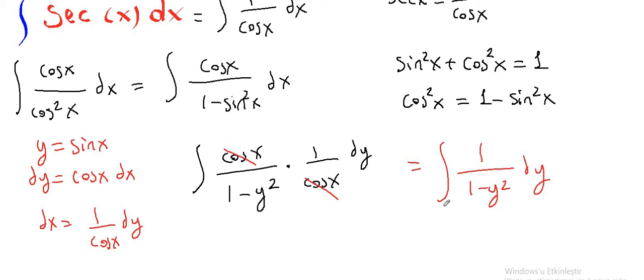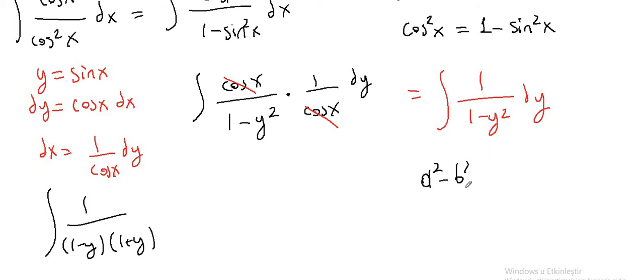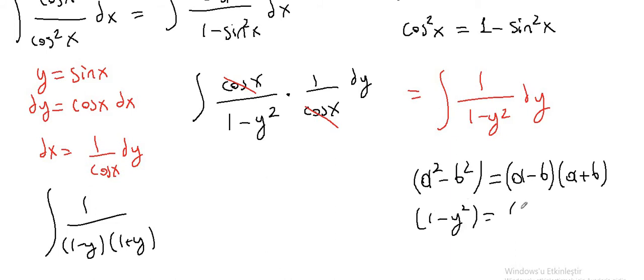Here we're going to apply partial fraction decomposition. For this, we need to factor the denominator. So our denominator will be 1 minus y times 1 plus y using the difference of two squares. If we have a squared minus b squared kind of term, then that is equal to a minus b times a plus b. In our case, we have 1 squared minus y squared is equal to 1 minus y times 1 plus y. Now we have the factors, so we can apply partial fraction decomposition.